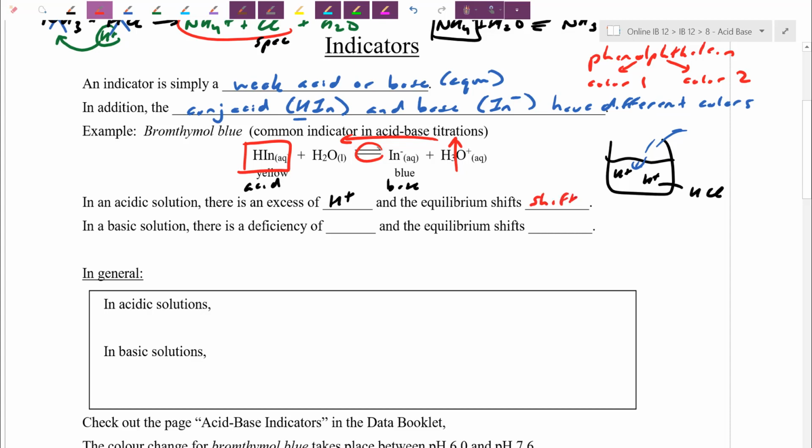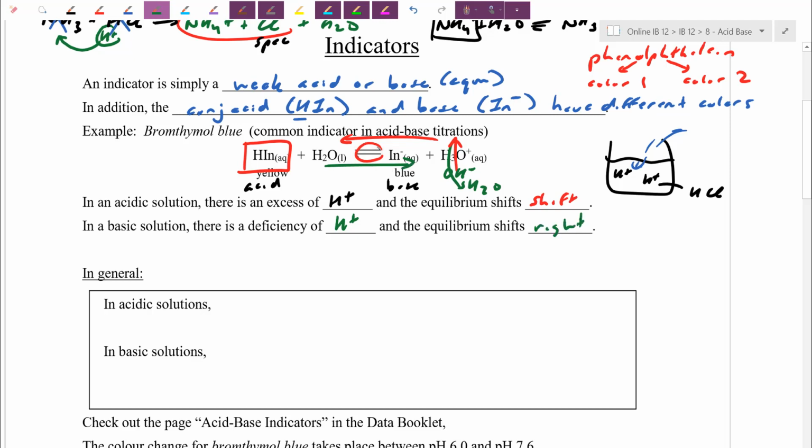In a similar way, in a basic solution, there's a deficiency of H plus. Your OH minuses have basically killed off the H plus. That's neutralized. That's ending up forming water. As it pertains to the indicator's equilibrium, by pulling down the H plus, I force the equilibrium to the right. Equilibrium shifts right.